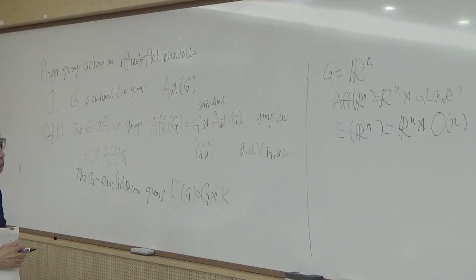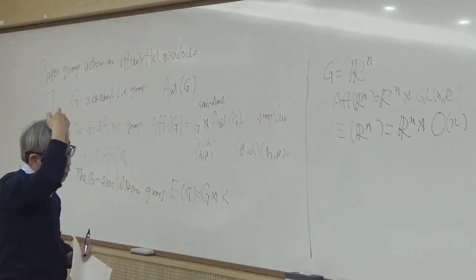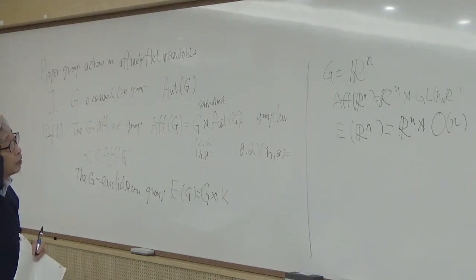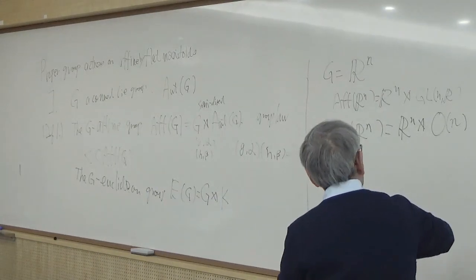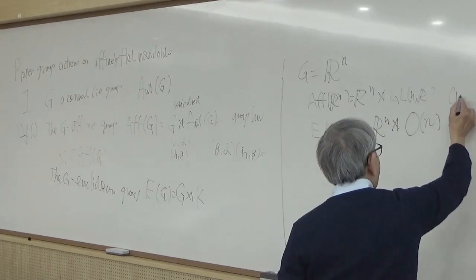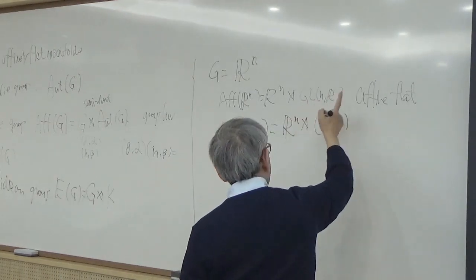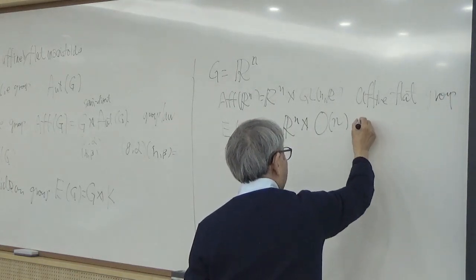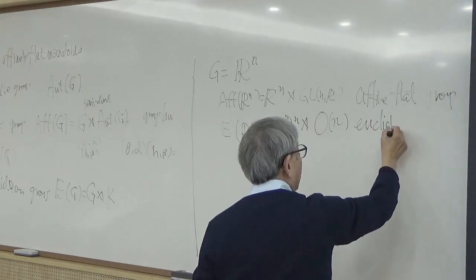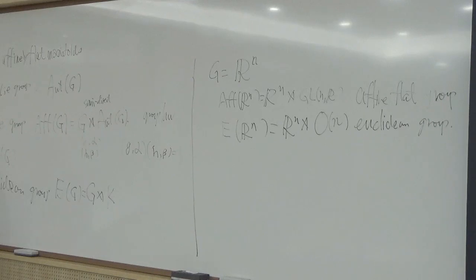So anyway, this is a definition, and this is an example. Of course, you can change the group, not necessarily Rn. For example, in this lecture, I use the Heisenberg Lie group, then I have another G Euclidean group here. Even in this case, this is called the affine group, the affine flat group, and this is the Euclidean group. Okay, this is just the definition of the G affine group.